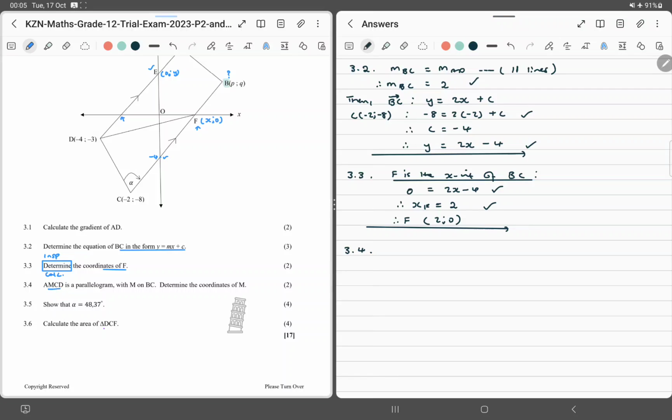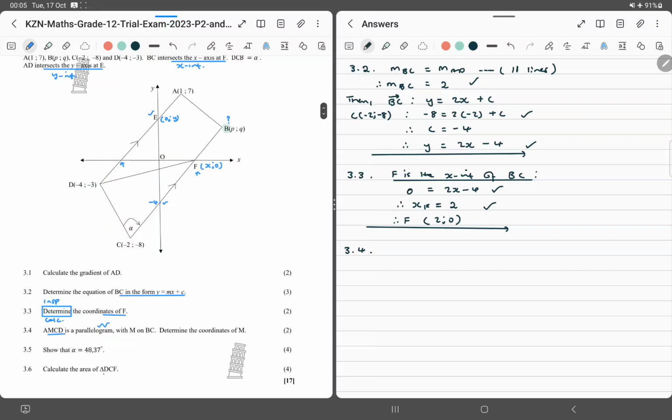We're told now AMCD is a parallelogram. So where is that? AMCD, okay, with M on BC. Okay, that's fine. So let's see if that's a parallelogram. So we can create something like this, just something that looks like it. And of course, those two are parallel, and then these two should also be parallel. And then that is basically M, which is (x, y), because we don't know what those coordinates are. Okay, determine the coordinates of M. All right, so you can see here 2 marks.